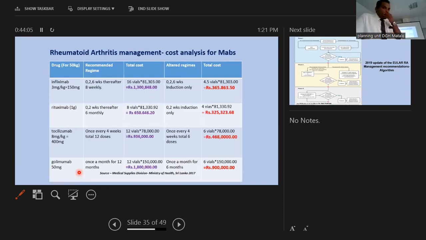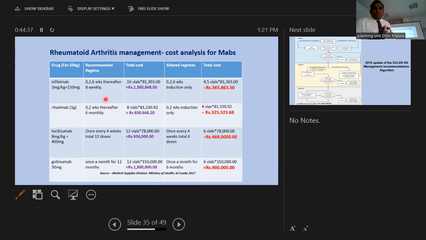This is the presentation. This was the analysis I did in 2017 for the CCP Young Physician Forum. This is how much it would cost if we prescribe one of these biologics. This is in 2017, and now this is totally not possible. I haven't gone through the recent prices. This may be much more than this now with the current dollar rate.